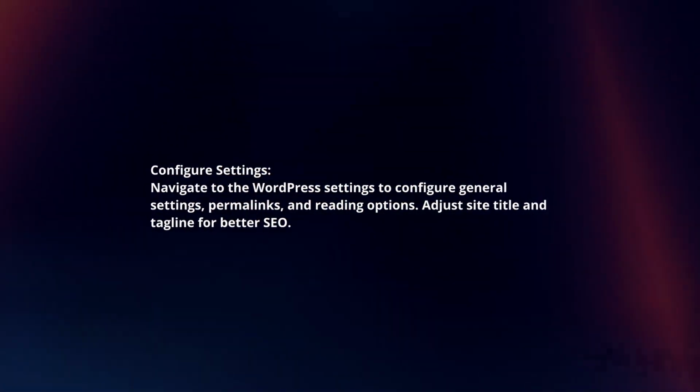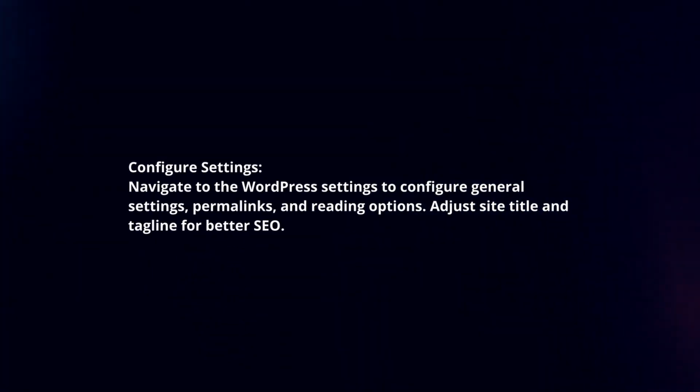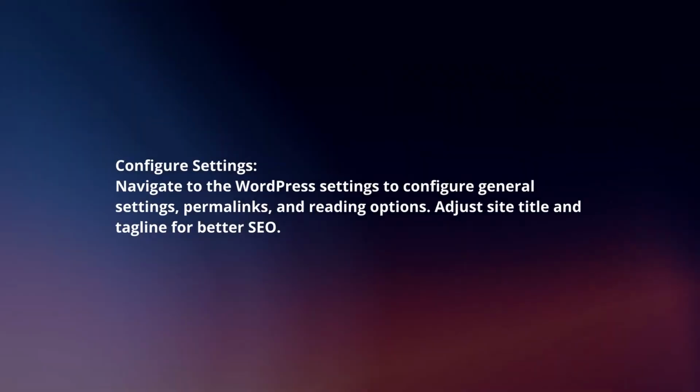Configure settings. Navigate to the WordPress settings to configure general settings, permalinks, and reading options. Adjust site title and tagline for better SEO.